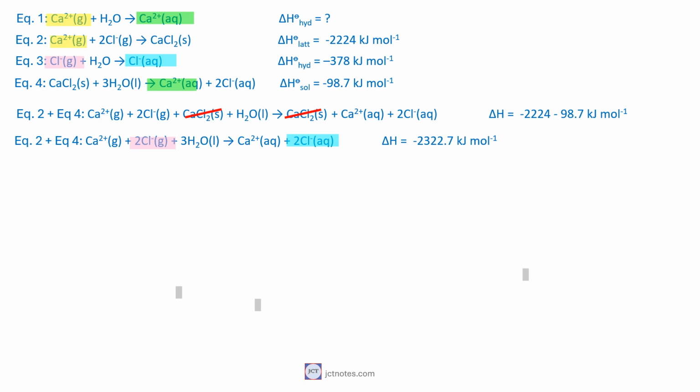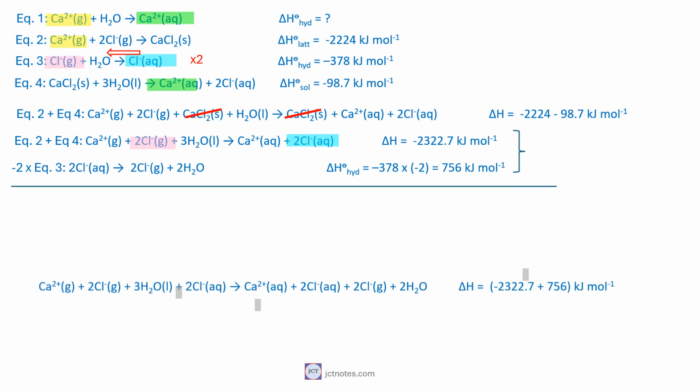This means that we need to change the direction of equation 3. Additionally, we have double number of chlorine ions in equation 2 plus 4 than in equation 3, therefore we are going to double the number of ions in equation 3. We can think that we have multiplied equation 3 by -2 to get. We add now the modified equation 3 with the equation 2 plus 4 to get.